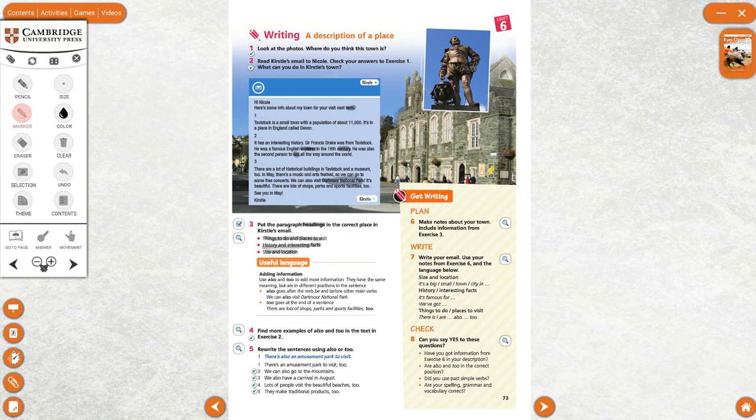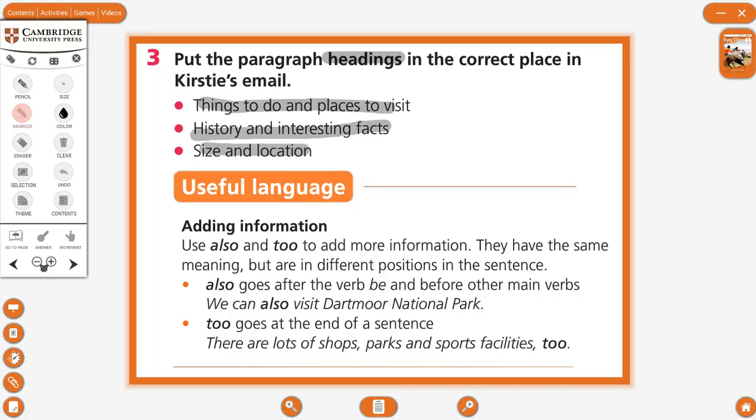Look at the useful language part carefully, please, because this is an important grammar rule about also and too. And I want you to write these grammar rules in your notebook. Useful language'deki kuralları defterinize yazmanızı istiyorum. Ben birazdan açıklayacağım. Ama bu kurallar defterinizde olması gerekiyor. Çünkü also ve too arasındaki farkı anlatıyor burada.